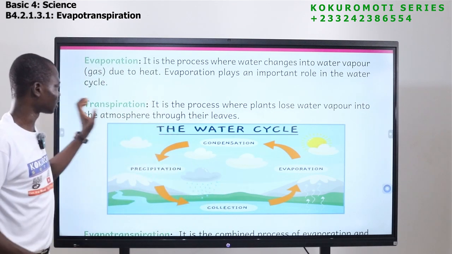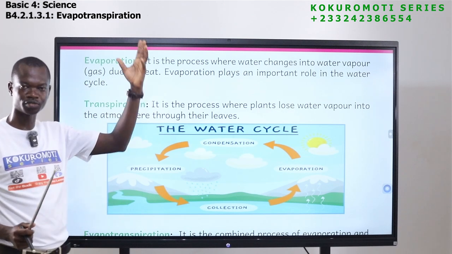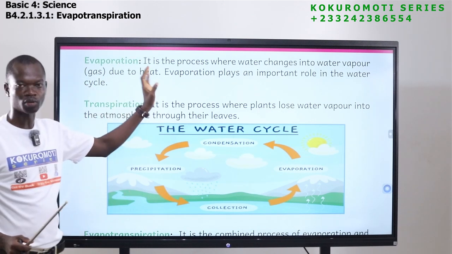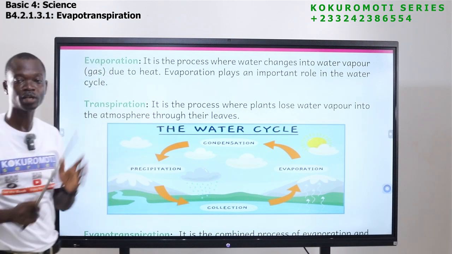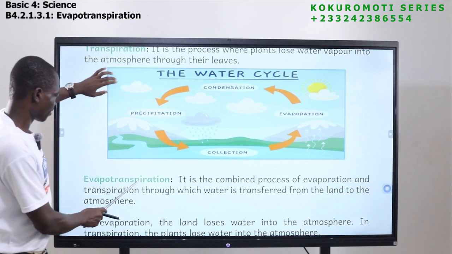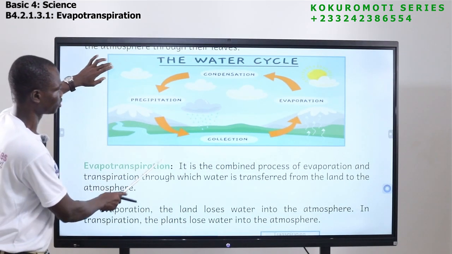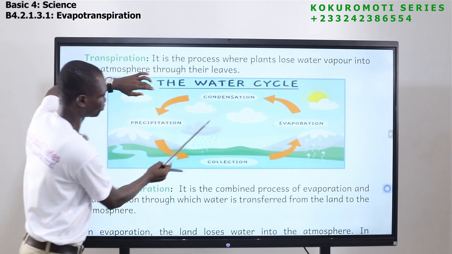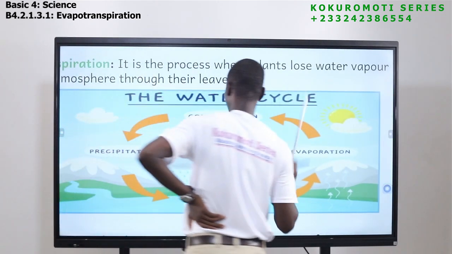So with evaporation and transpiration, we are talking about losing water into the atmosphere through water bodies and through plants. So that is what we call the two terms together: evapotranspiration. Now we have seen that. Okay, so evapotranspiration is here. Now let me show you this. This is what we call the water cycle.